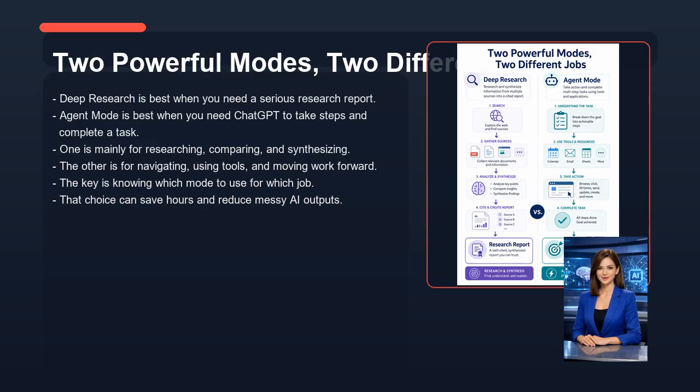Deep research is best when you need a serious research report. Agent mode is best when you need ChatGPT to take steps and complete a task. One is mainly for researching, comparing, and synthesizing. The other is for navigating, using tools, and moving work forward. The key is knowing which mode to use for which job. That choice can save hours and reduce messy AI outputs.